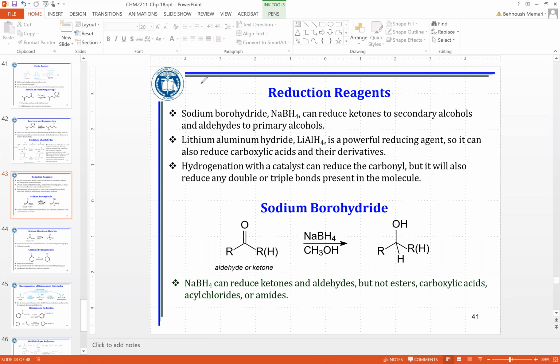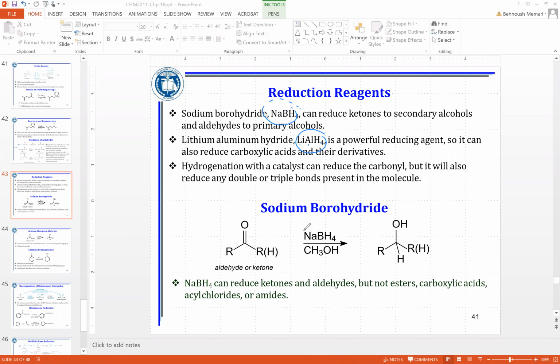Now, reductions. We already know about two reducing agents, sodium borohydride and lithium aluminum hydride. Sodium borohydride is weak. Lithium aluminum hydride is a strong reducing agent. Sodium borohydride can reduce aldehydes and ketones. Lithium aluminum hydride can reduce aldehyde, can reduce ketone, can reduce carboxylic acid and acid derivatives.